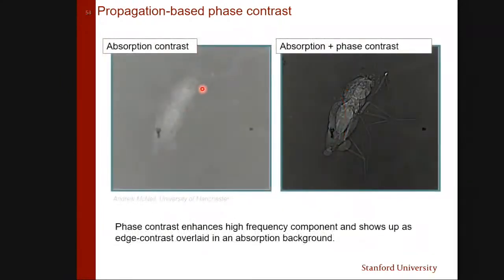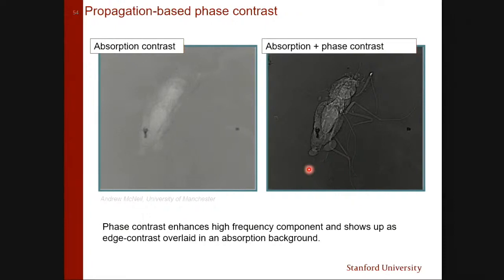And if you use this, for example, this one is done only with absorption contrast. You bring the detector very close. But if you do absorption plus phase, you see the object much clearer. It's not that the densities are different, but you see edges. So it's like somebody got a pencil and drew a line around each object. That's what you are getting.